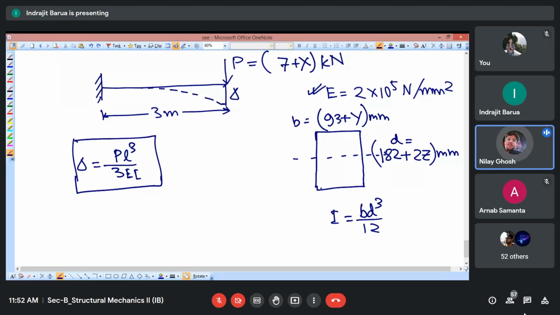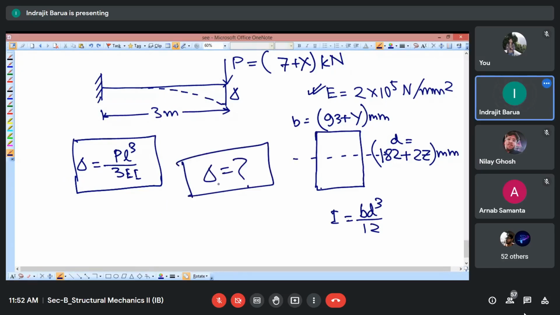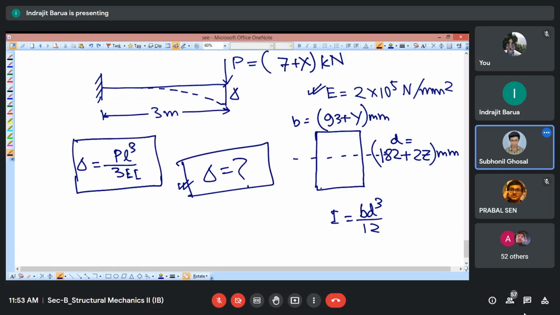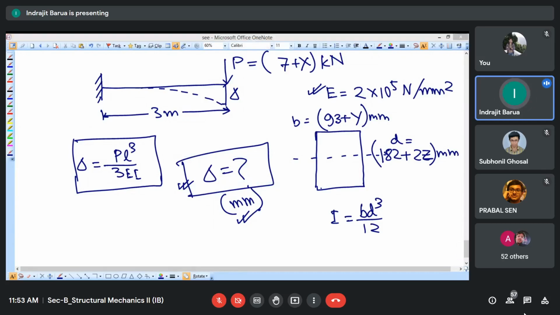Sir, do we have to find the value of delta? Yes, you have to find the delta value. This is problem sheet number 2. Just put the values in the formula and you will get it. Sir, D is 182 plus 2Z. Yes, 182 plus 2z. B is 93 plus y millimeter and P is 7 plus x. You have to find delta, and in which unit you will be calculating this, this will be in millimeter. So don't calculate in meters, it will be very small, no meaning. So calculate and keep it in millimeter, because I will check your answer in millimeter.